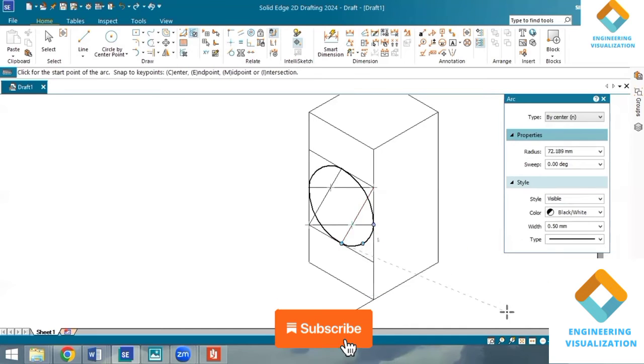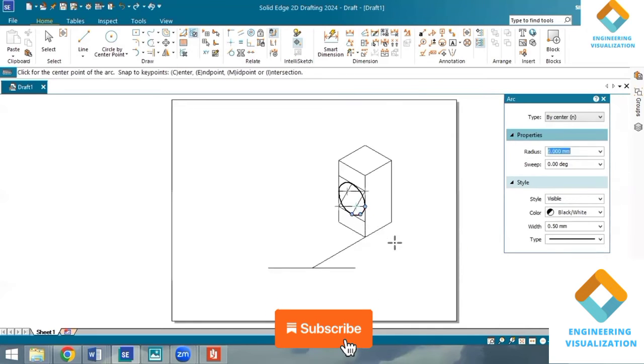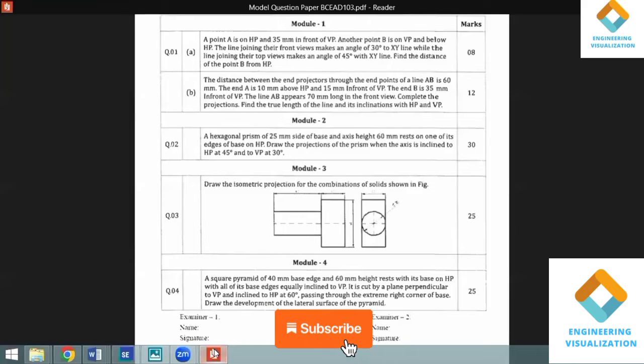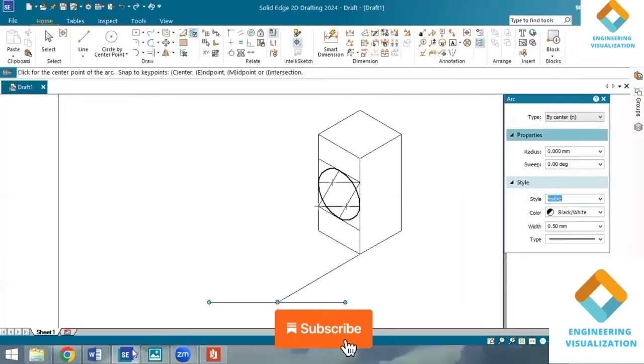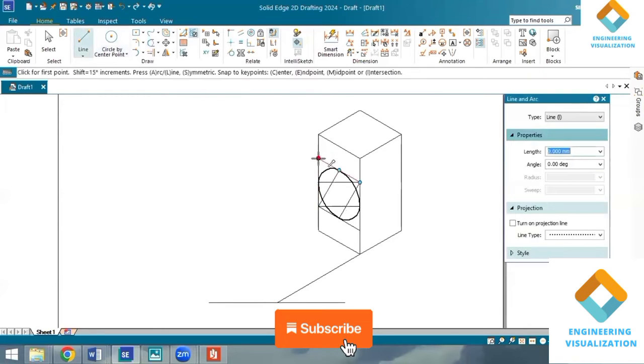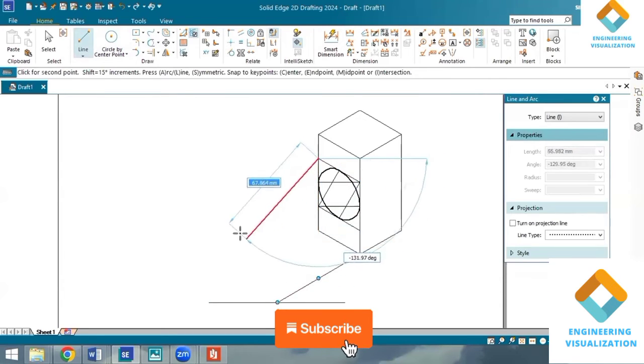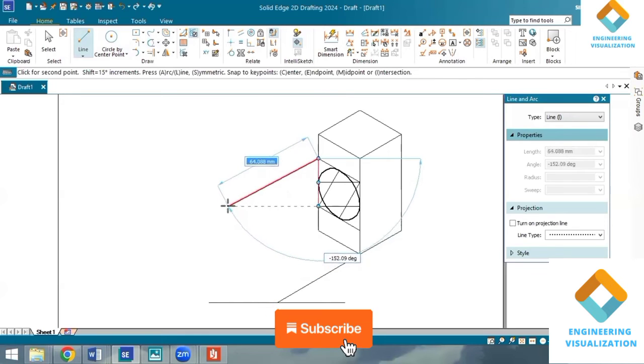Same way we need to construct another ellipse at a distance of 60 mm. For that, as a reference, I'll be considering a length of 60 mm. Then another box of ellipse I'll construct. For a reference I'll be taking this length. So length of 60, angle minus 150.